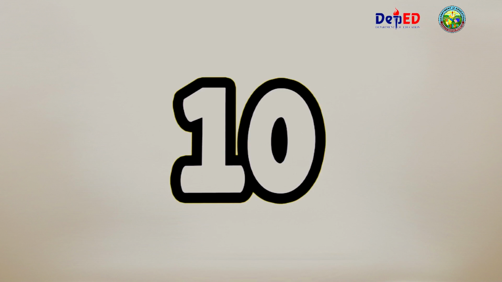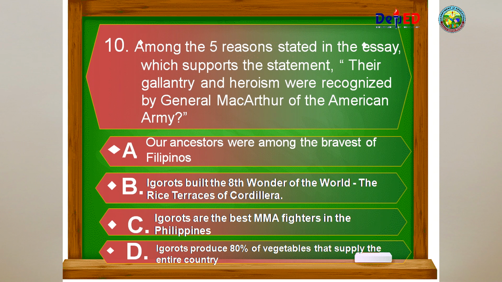Number 10. Among the 5 reasons stated in the essay, which supports the statement, their gallantry and heroism were recognized by General MacArthur of the American Army. A. Our ancestors were among the bravest of Filipinos. B. Igorots built the 8th wonder of the world, the rice terraces of Cordillera. Letter C. Igorots are the best MMA fighters in the Philippines. And letter D. Igorots produce 80% of vegetables that supply the entire country.